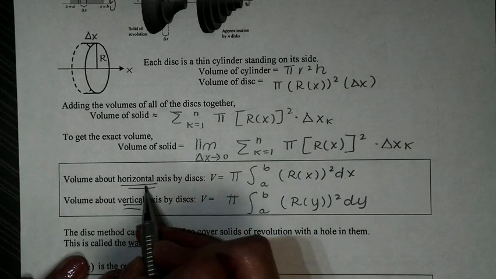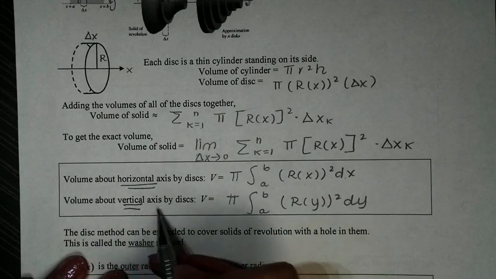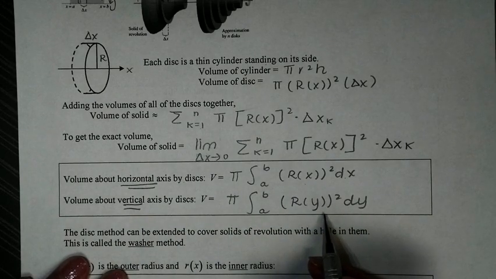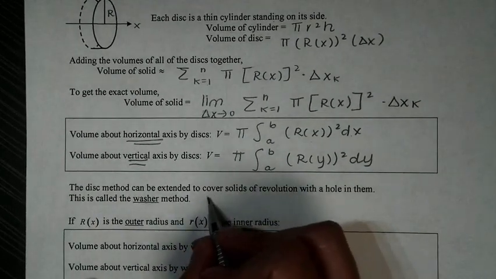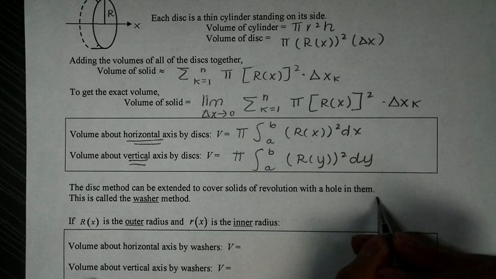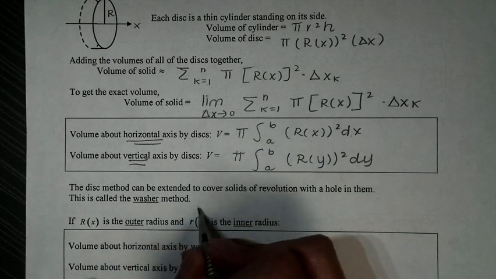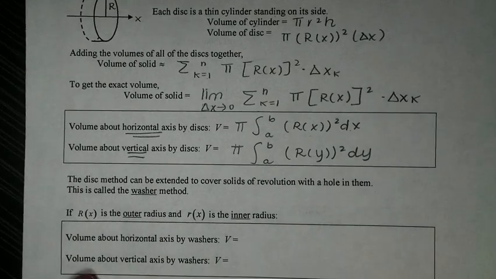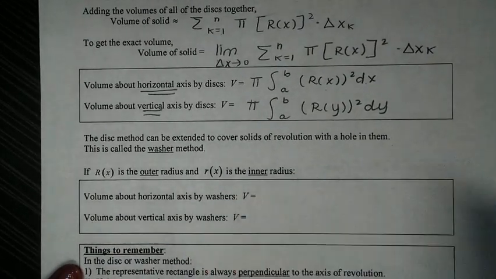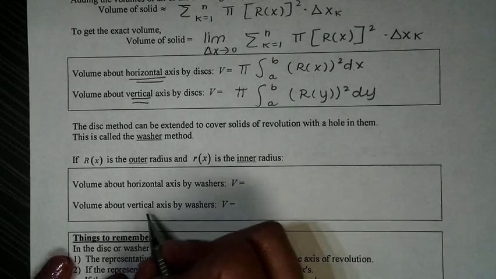If it's horizontal, it's going to be with x's. If it's vertical, it's going to be y's. So what you know here is that the disk method can be extended to cover solids of revolution with a hole in them, and this is what we call the washer method that we're going to see in a bit. I think tomorrow. But let's see the formula so you can see it and have it handy here.